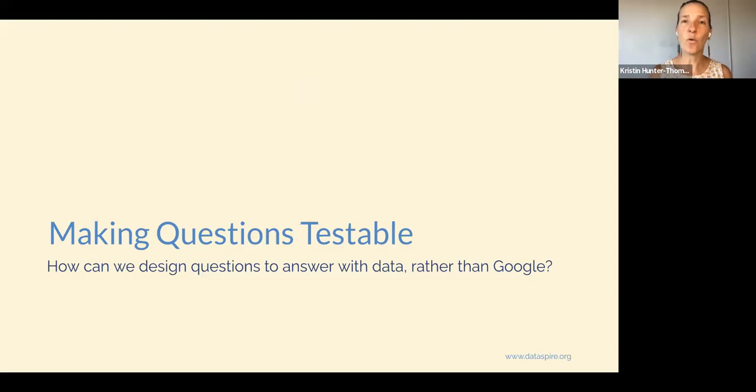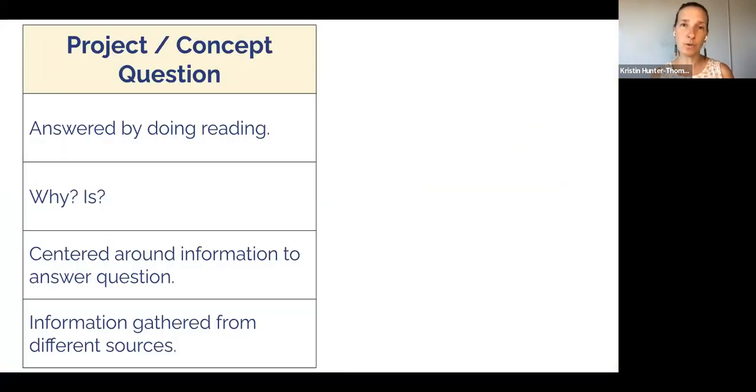Okay. A key part of questions as they relate to data is that the questions are testable. So, what do we mean by that? We ask a lot of questions. Oh my goodness, spend any time with a toddler and you realize that we come basically out of the womb asking questions. We are constantly trying to understand and make sense of information.